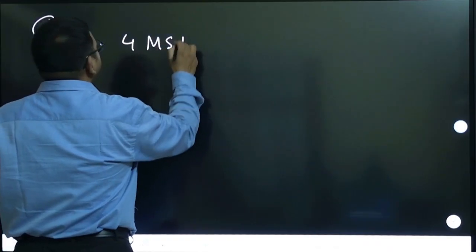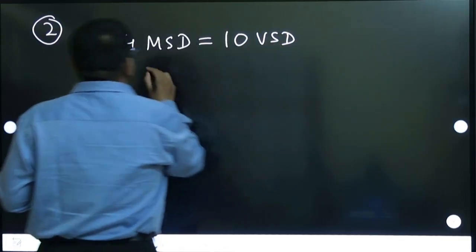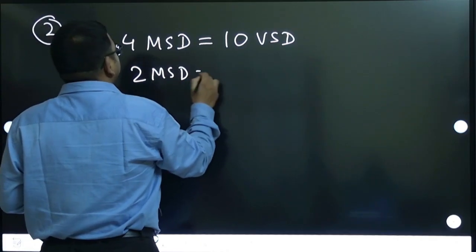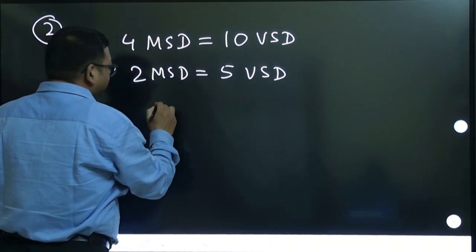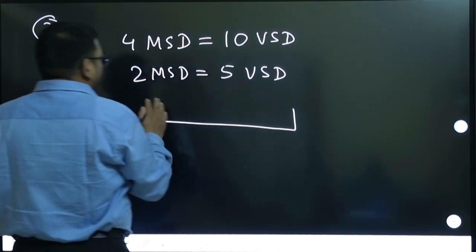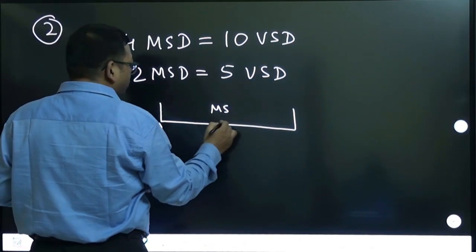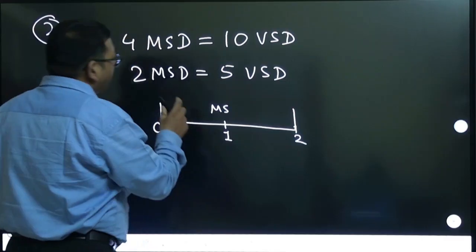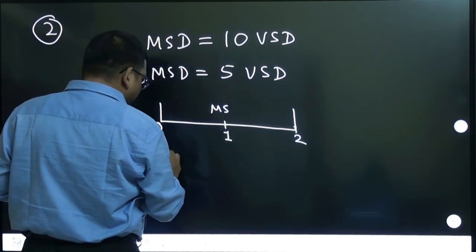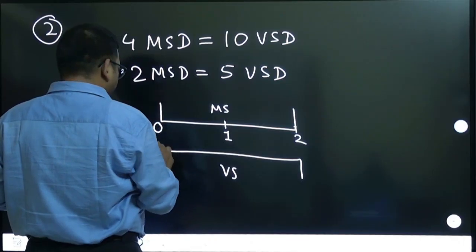According to this question, four main scale divisions match 10 vernier scale divisions. That means 2 main scale divisions match with 5 vernier scale divisions. So let us try to draw this. This is the main scale. Let's say this is 0, and this is 1, and this is 2, right? So 2 main scale divisions, and we want 5 vernier scale divisions. It is matching. So let us say that this is the vernier scale, starting from 0, and we have to take 5.